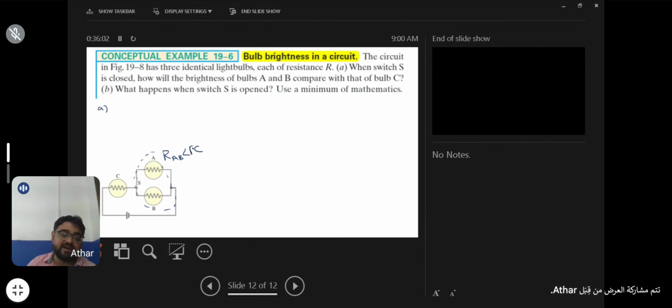It's written, look here. In the first line it says the circuit in the figure has three identical light bulbs. That means they have the same resistance. Identical light bulbs mean same resistance.